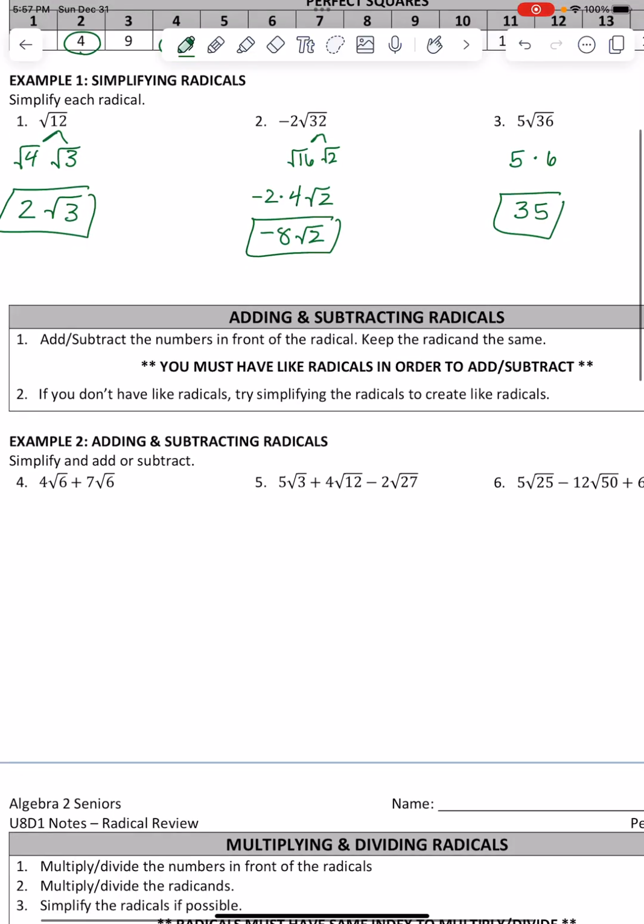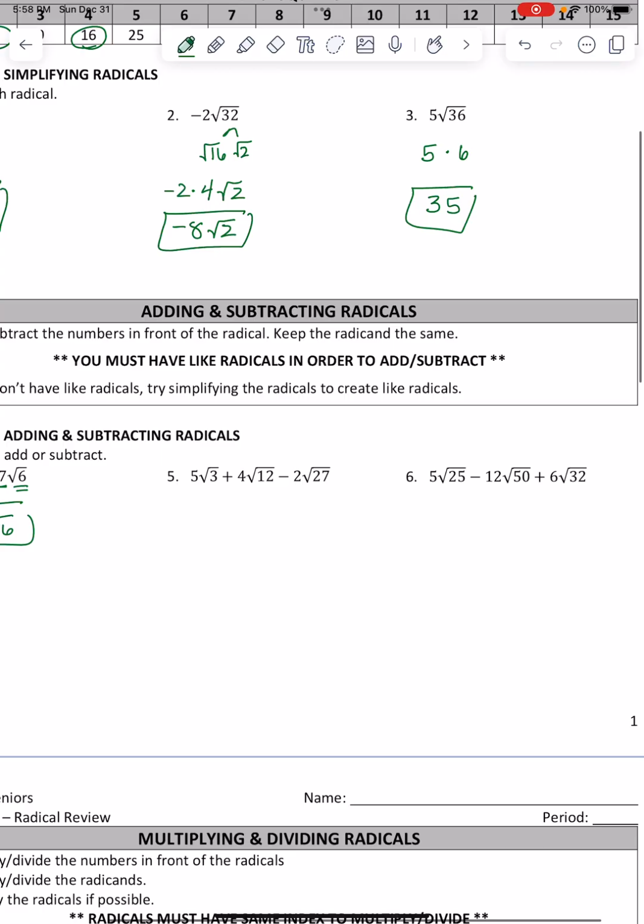Now, to add or subtract radicals, we have to have like radicals, meaning same index, same radicand. So when we have that, we just add or subtract the numbers that are in front. So that becomes 11, and then we keep these the same. So this just stays square root of 6. So 11 square root of 6.